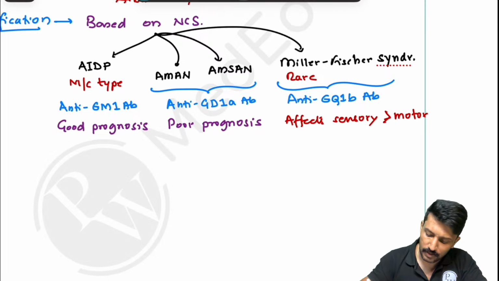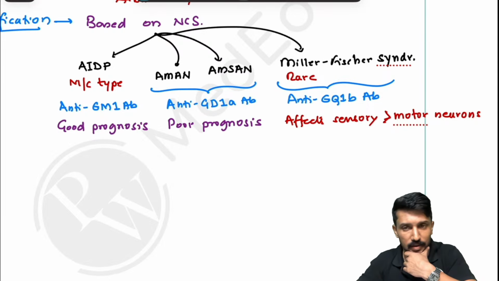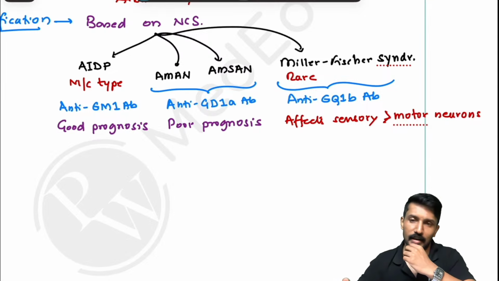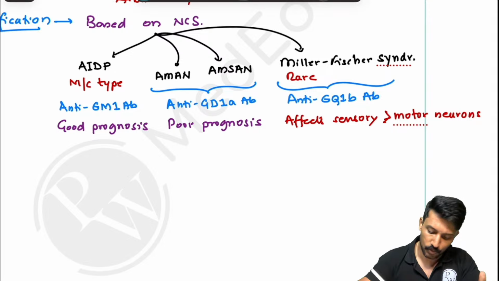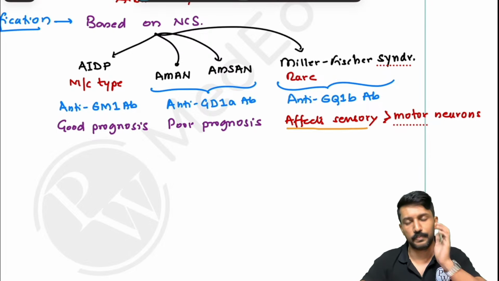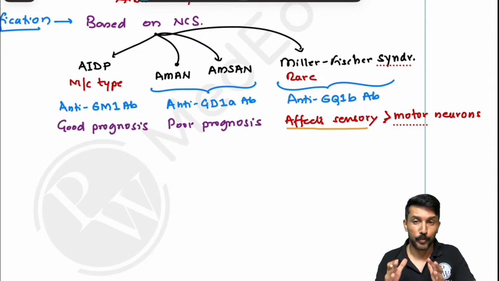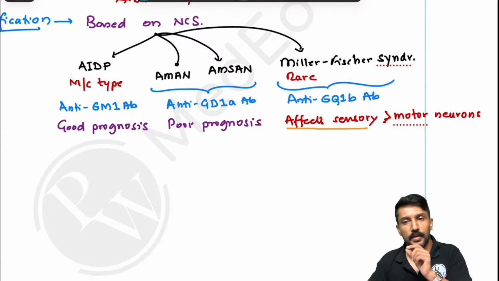So can this cause death? The death is most commonly because of respiratory muscle paralysis. And if motor neurons are not affected much, I will not have a chance of developing respiratory paralysis. So then my chance of death is less. So this also carries good prognosis because it is predominantly affecting the sensory neurons. And because it affects the sensory neurons, it produces a very important symptom. What is that? Yes, proprioception is required for me to maintain my upright posture. If proprioception is taken away, I will have ataxia. So this Miller-Fisher variant has ataxia.